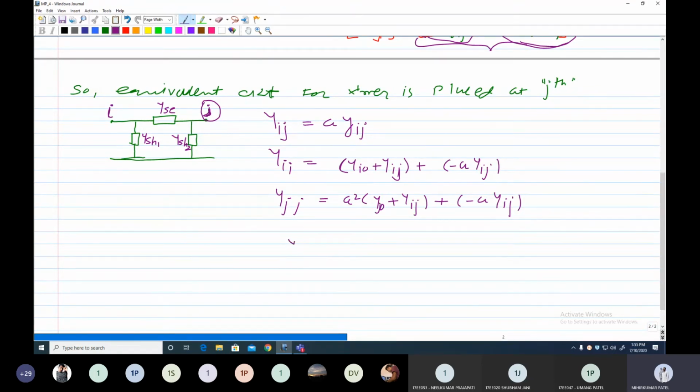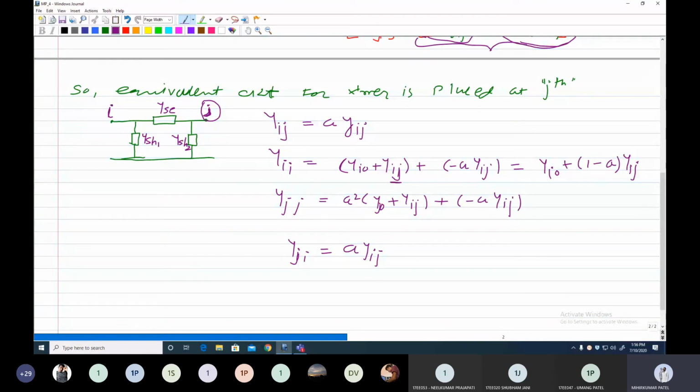Then again, what is the value of Yji from the matrix? Yji or Yij will remain the same. A into Yij. Same. A into Yij. Very good. So just simplify this equation. Here I can write the shunt element plus 1 minus A into the transfer element or series element. Clear?